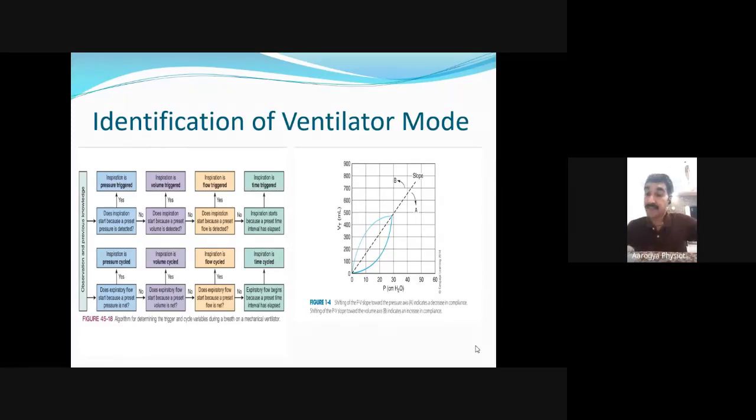Then if we see breaths, they have a trigger as well as a cycle. These are terms of ventilators: trigger and cycle. Trigger is the starting of inspiration, and cycle is the end of inspiration. Again, I repeat, trigger is the starting of inspiration and cycle is the end of inspiration. To make it simple, if the patient is starting the inspiration, it is patient triggered.